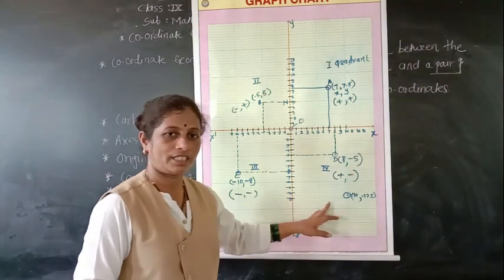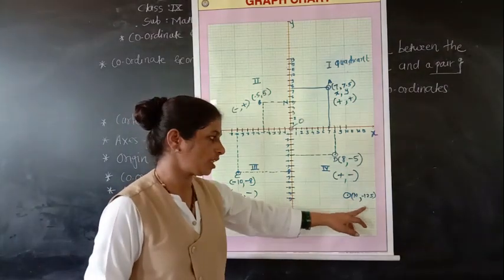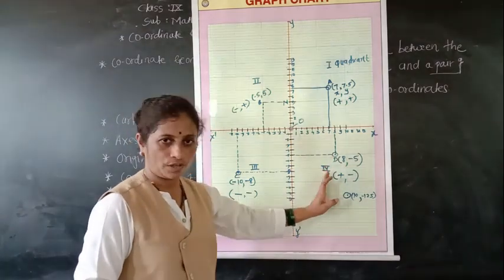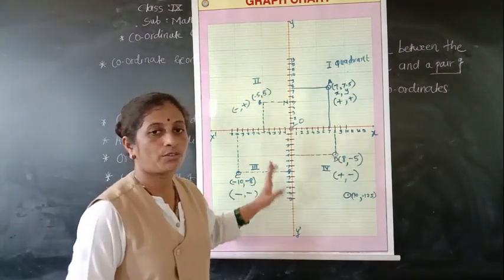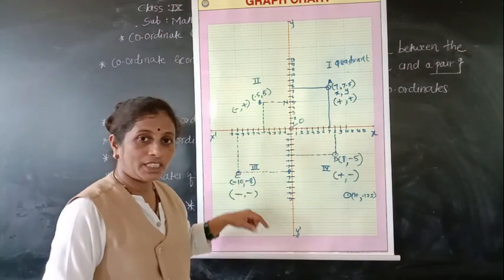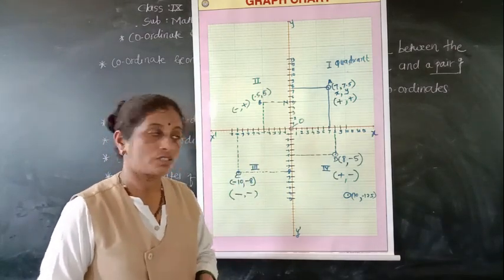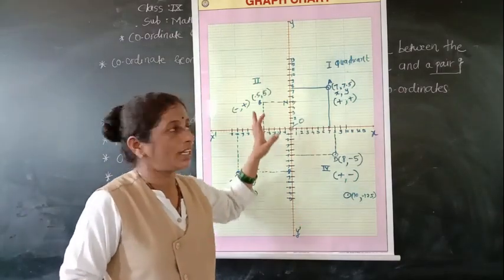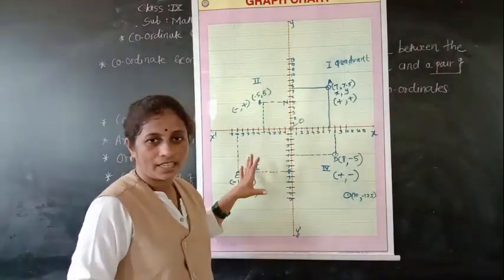So in which quadrant does it lie? Positive, negative. So where are positive, negative signs? In the fourth quadrant. Understood? So in this way we have to decide in which quadrant the given point lies. Each part is called a quadrant. Understood what a quadrant is and which types of signs are there?